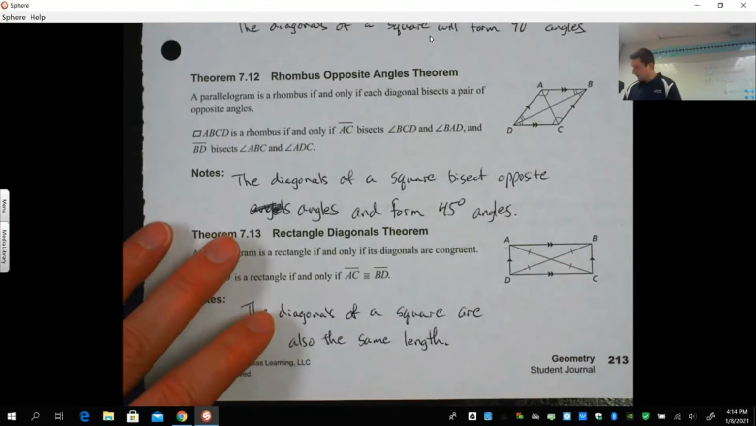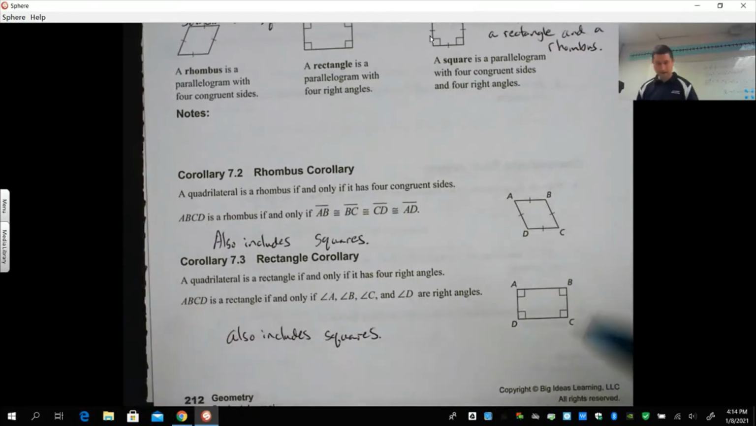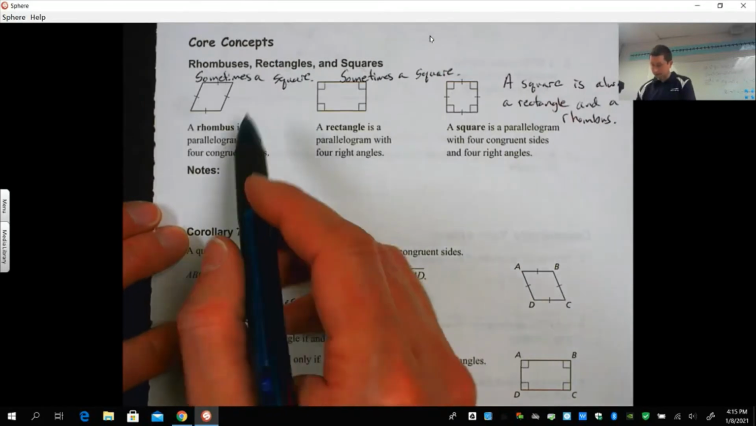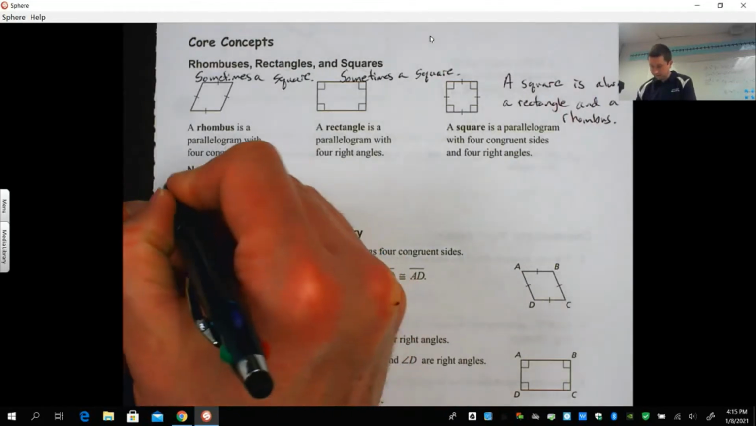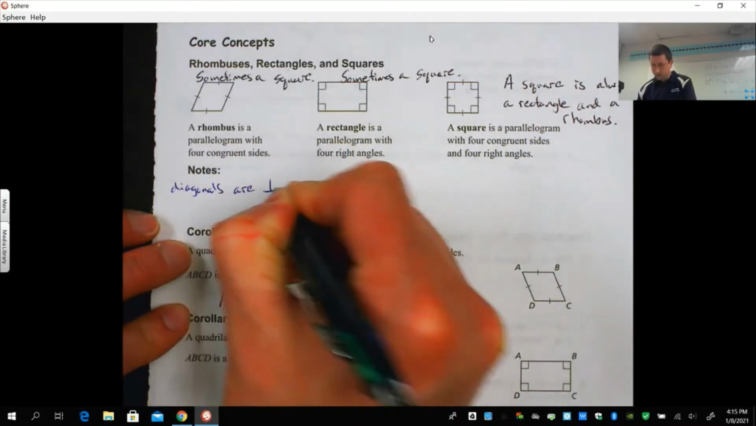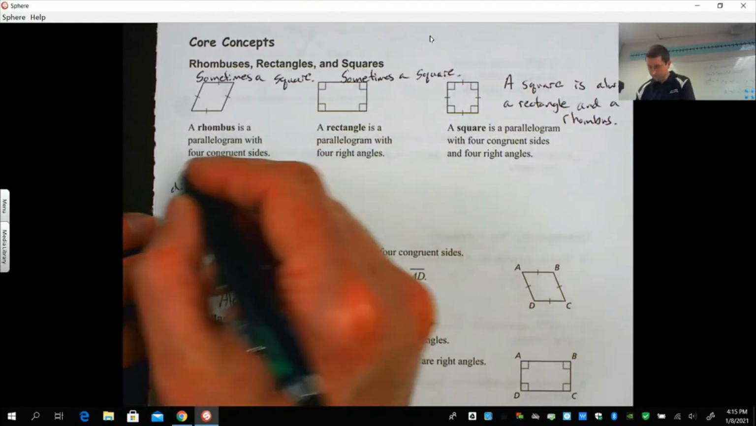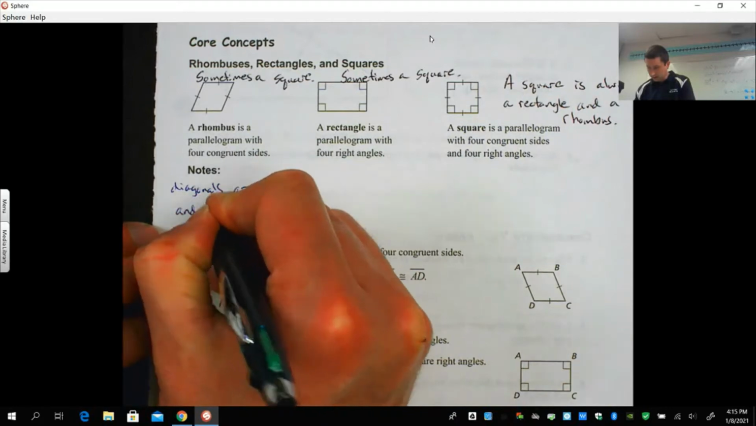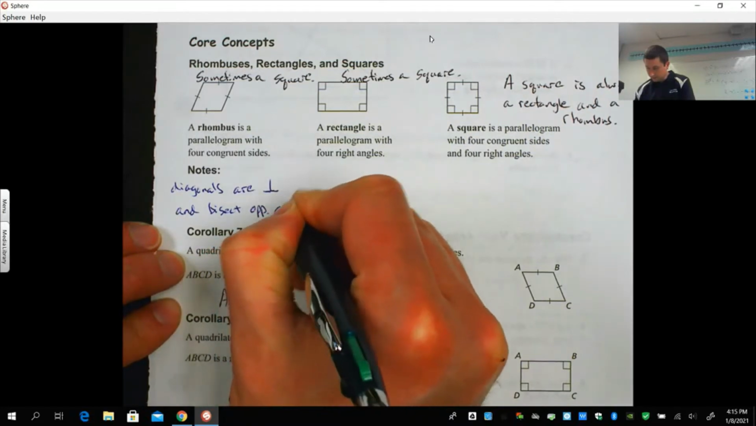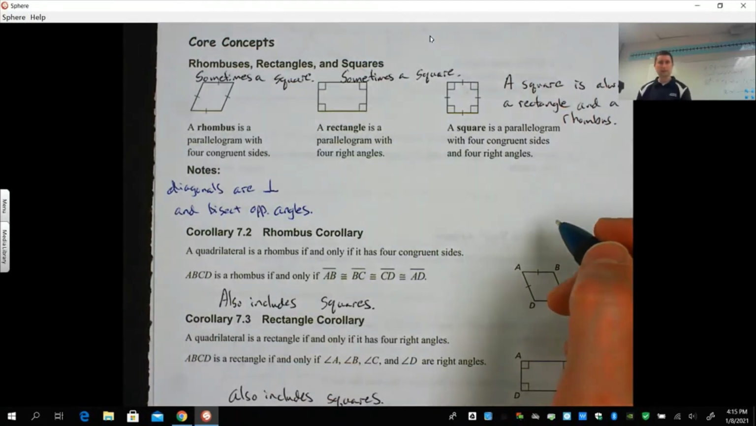Okay. So let's go back to these definitions, and we're going to write underneath some of those things about the diagonals here. So we have all our definitions in the same place here. So rhombus, parallelogram with four congruent sides. The diagonals are perpendicular, upside down T, that stands for perpendicular. If you need to write it out, write it out. And bisect opposite angles. Okay? So for a rhombus, the diagonals are perpendicular and they bisect opposite angles.